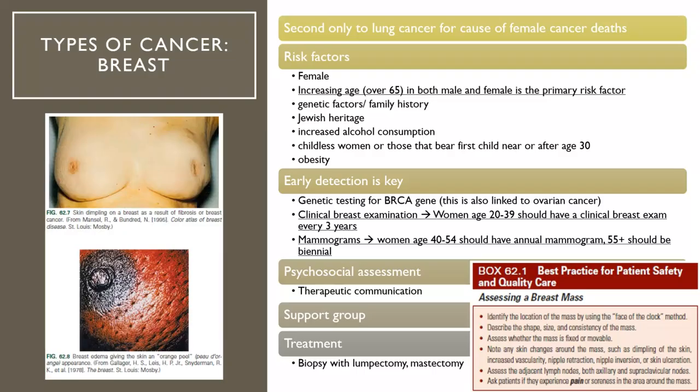Our risk factors, of course, are being female, being older than 65, and those males that are older than 65 are also at risk. Genetic would be an issue if mom or grandma or aunt, whoever, has the BRCA1, BRCA2 mutation. Jewish heritage, increased alcohol consumption, childless women or those that bear their first child after age 30, and obesity. So early detection is key.